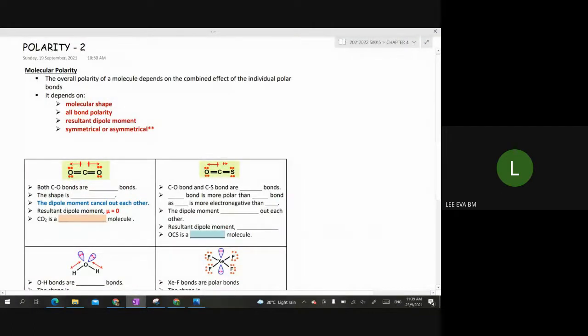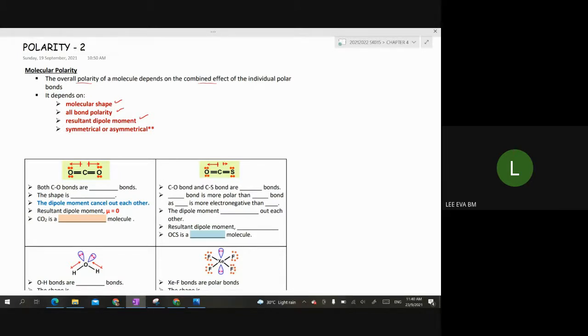Okay, so bond polarity between two atoms, molecular polarity, you have to look at the overall structure. Okay, so the overall polarity depends on the combined effect of the individual polar bond or non-polar bond. Okay, so it depends on your molecular shape. Okay, and then you need to know all the bond polarity. You need to know the resultant dipole moment, whether it's equal to 0 or not is not 0.